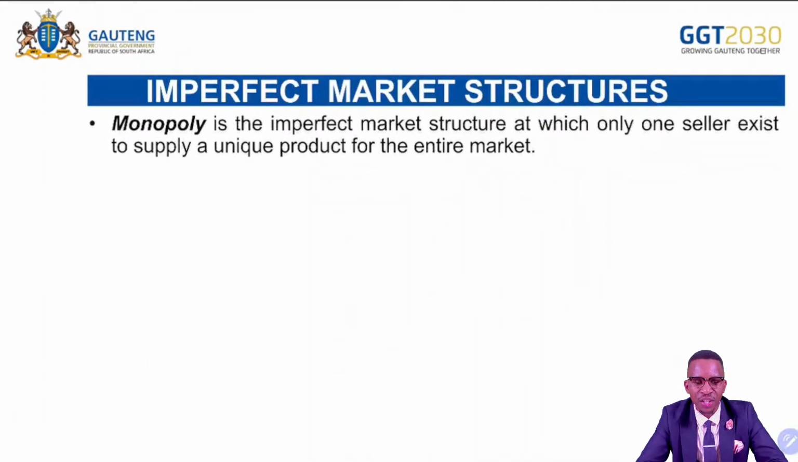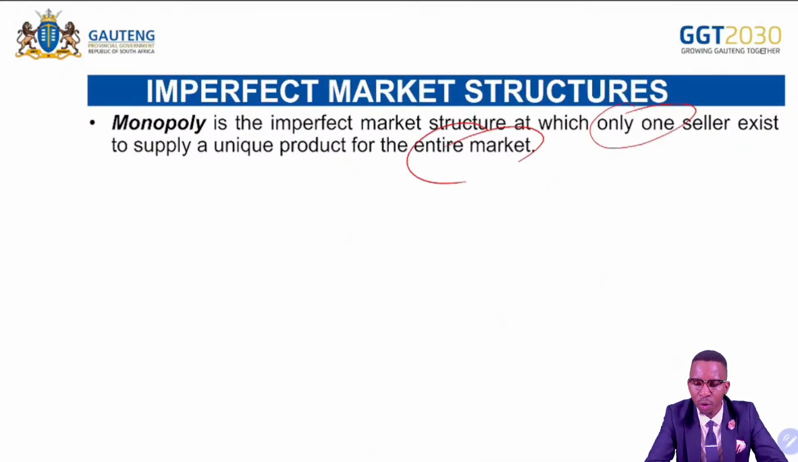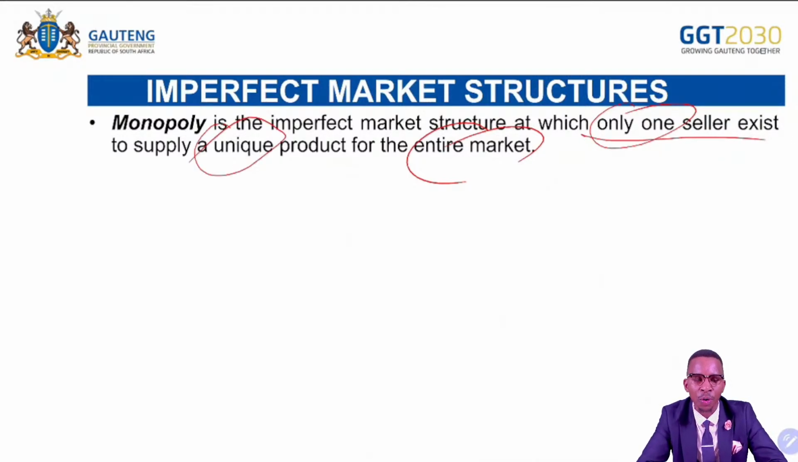Now, for the imperfect market structures, I'm going to preview some details on the monopoly. It's an imperfect market structure in which only one seller exists to supply a unique product to the entire market. So there's only one firm in this kind of market, which supplies or produces a unique or heterogeneous product to the entire market. It is the only seller of a product that does not have any perfect or close substitute.